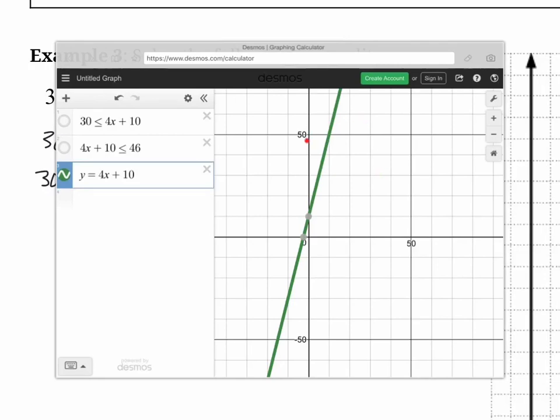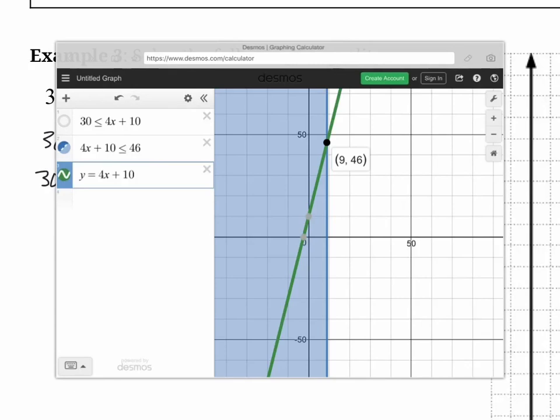Let's start off with the line y equals 4x plus 10. We'll start with the second part of the inequality: when is it less than 46? If this is 50, 46 is just about here. Let's figure out at what x value it's going to be less than or equal to 46. Here's the x value in which the function is equal to 46. Everything less than 9, the function is going to be less than 46. If this was our only inequality, that would be our solution: x is less than or equal to 9. But that's not the only part that we're looking for.